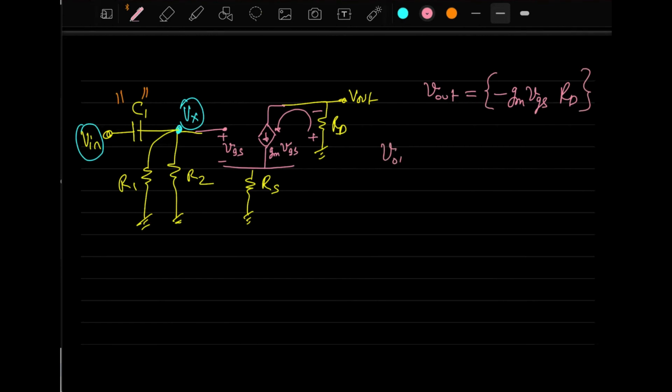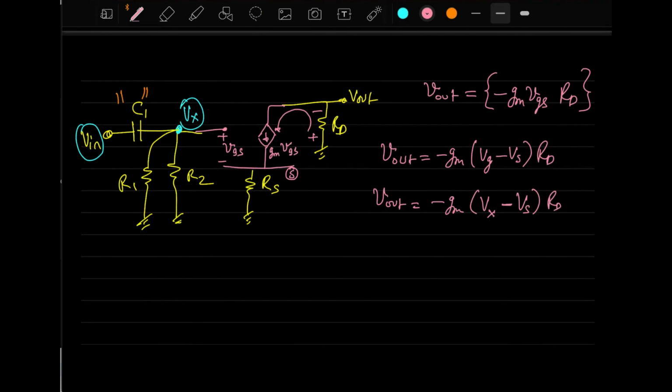So you can write V out as minus gm times (VG minus Vs) times RD. What is VG? VG is Vx. And what is Vs? Let us say this node is S, so I am writing it as Vs times RD. Now the second thing is, I can write this potential also. This potential Vs will be gm VGS times Rs.